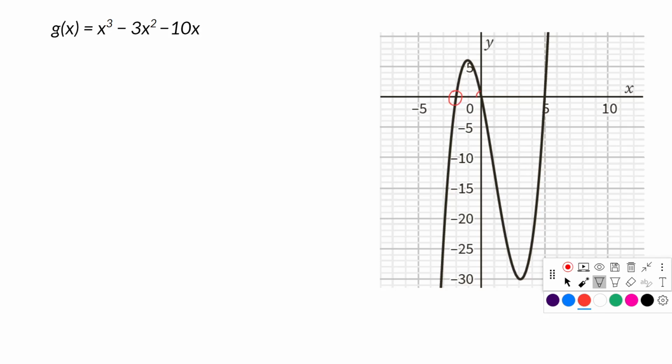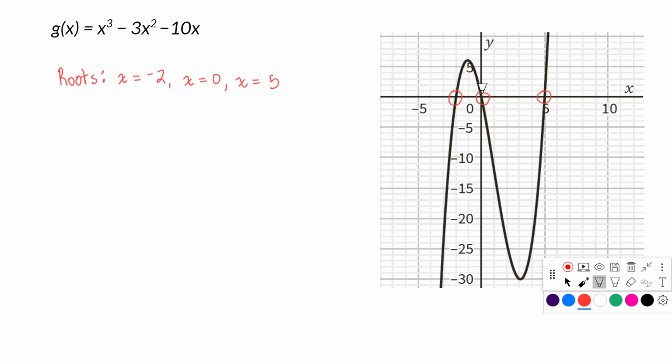As you recall from the roots of quadratic functions, x-intercepts indicate roots of a function. And with this particular graph, I can identify exact x-intercepts. So my roots are x equals -2, x equals 0, and x equals 5.